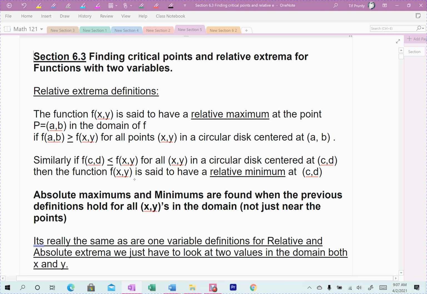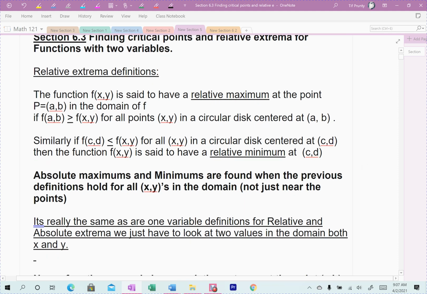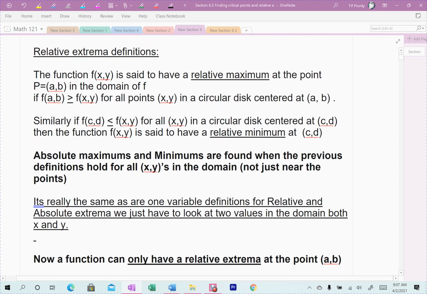And so the MyLab does a pretty good job, and they were able to pop up three-dimensional pictures here. But basically, the relative extrema definition is exactly the same as the one variable case. The difference here is, though, you have to have two variables, all right? And so that makes it a little more complex, but it's basically the same idea. You get a relative maximum at a point, and again, now it's a point, an x and a y value, an a and a b. A is your x, b is your y.